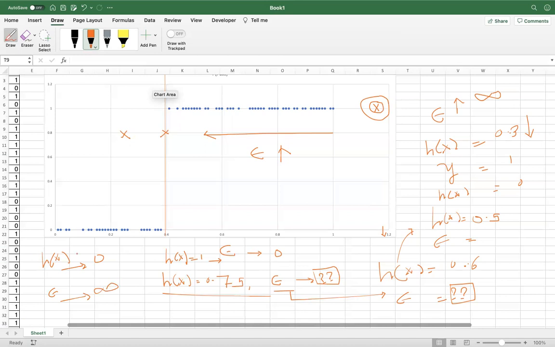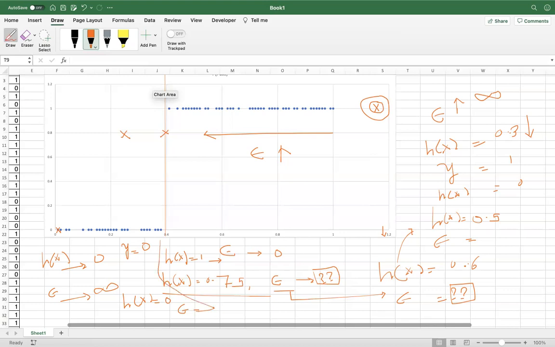Similarly, let us take one point. A student has actually failed the examination. Now, what will be my value of y? Y is, the student has failed the examination. Yes, y is equal to 0. Very good. Y is equal to 0, right? So if my h of x is equal to 0, what will be my error?